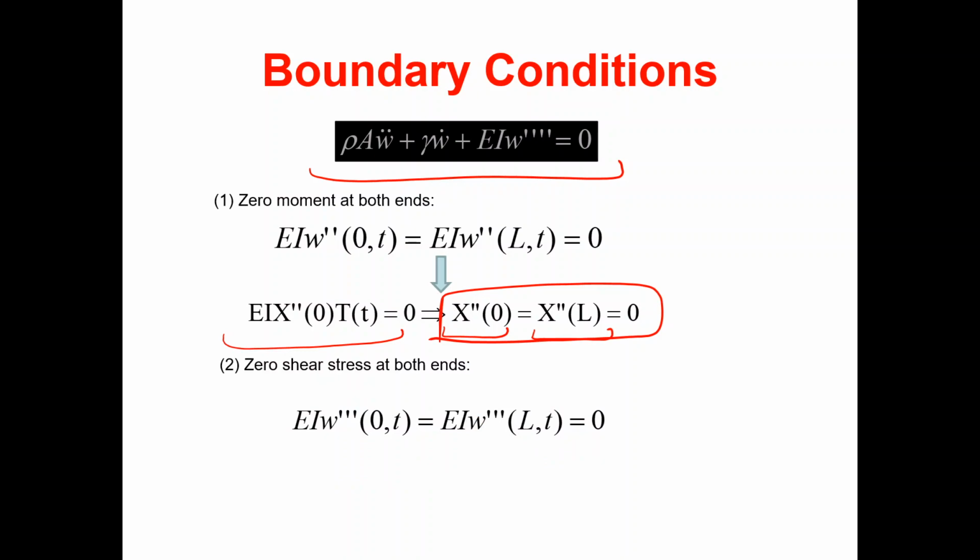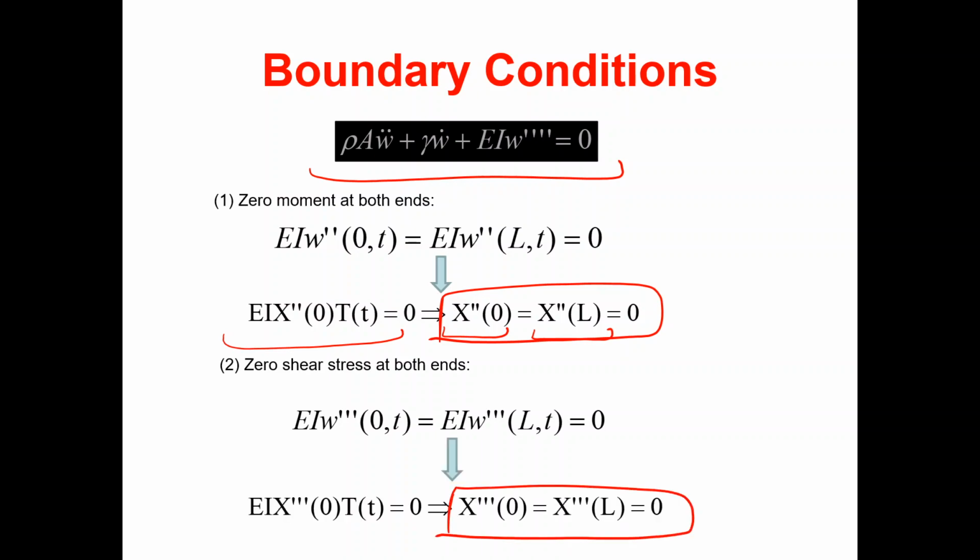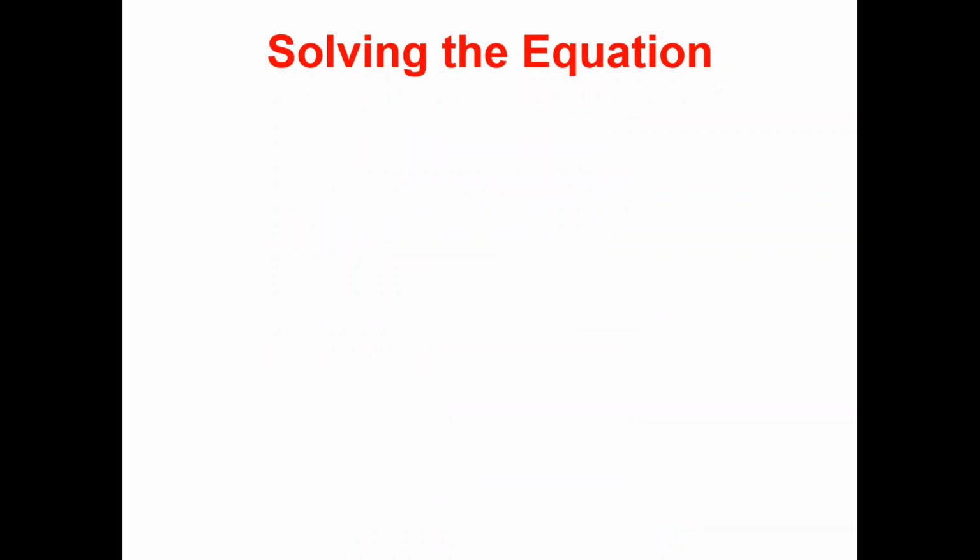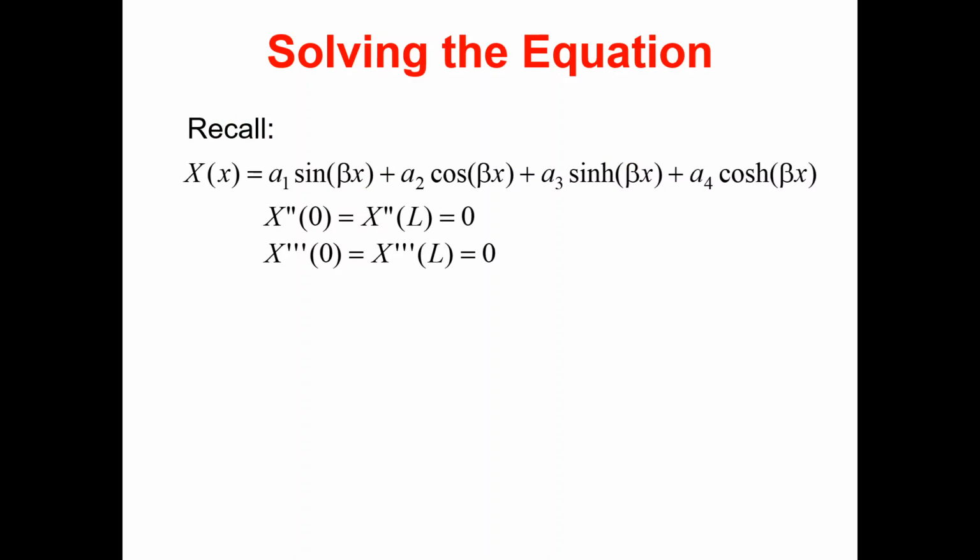The other boundary condition is the zero shear force at both ends. So if you do the same analysis, you get to this final boundary condition. The second derivative of your location function at x equals 0 and L is going to be equal to 0. That's your first and second boundary condition. And the third derivative of your displacement with respect to location at both ends of the beam is going to be 0 as well. So you plug those boundary conditions in, and you have the main equation from the previous slides.